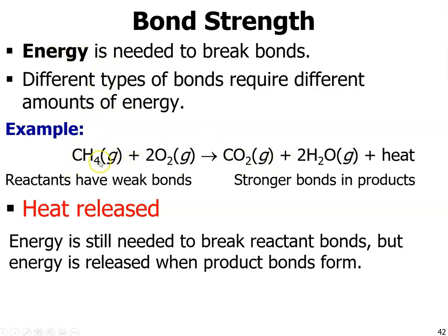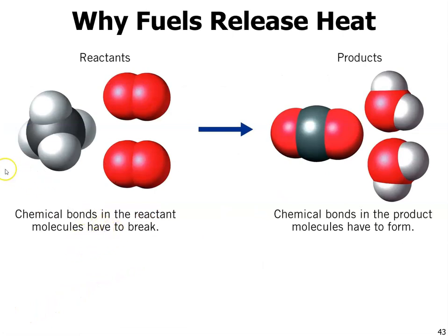In this instance, we have methane gas plus oxygen gas, so 1 part methane and 2 parts molecular oxygen. It reacts to form 1 part carbon dioxide and 2 parts water, which produces heat. So this would be an exothermic reaction because heat is a product and heat is released. We always need a little bit of energy to break the initial bonds.